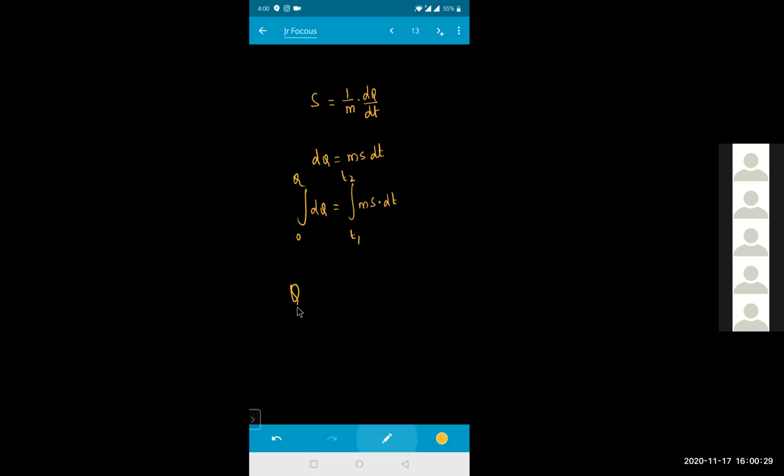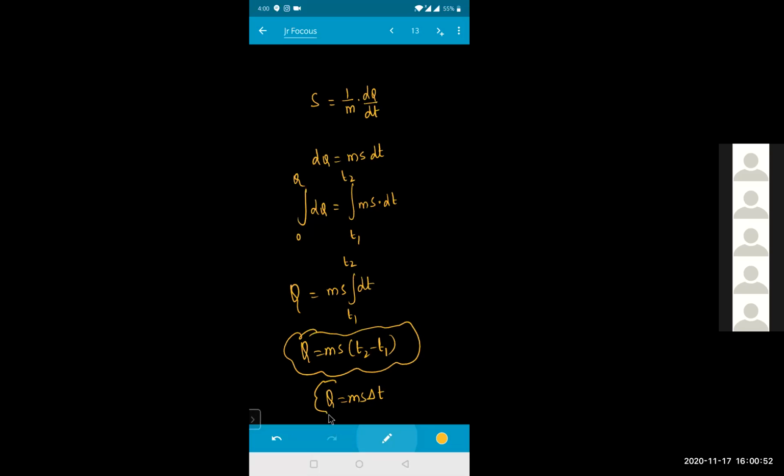Integral of dq will be Q. M into S is common, and the integral of dt gives T, where this is temperature T1 and this is temperature T2. So Q is equal to M S into the upper limit minus the lower limit, T2 minus T1. So we write here Q is equal to M into S into delta T. This is the way we write the amount of heat for a specific heat.